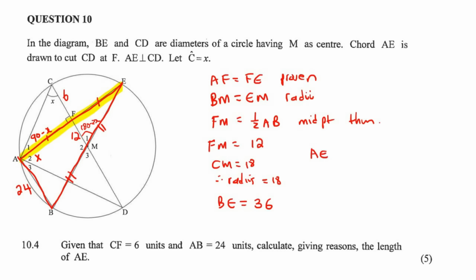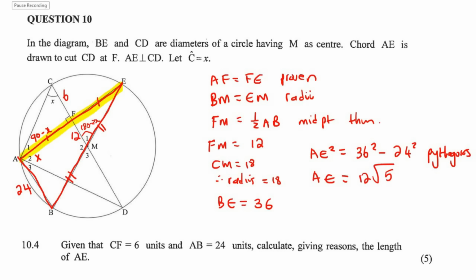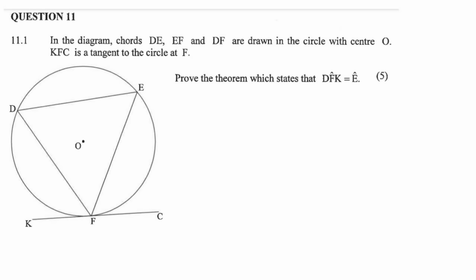So we can say that AE squared is going to be equal to 36 squared minus 24 squared, and this is just Pythagoras, and if we had to go work out AE, remembering to square root at the end, we should end up with 12 square root 5. Or, if you want to use the decimal form, of course, 26,83.